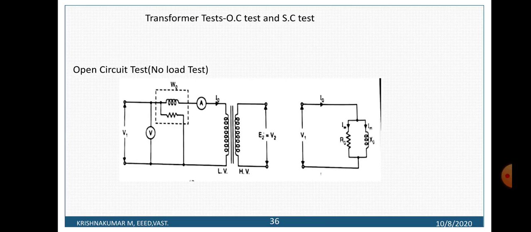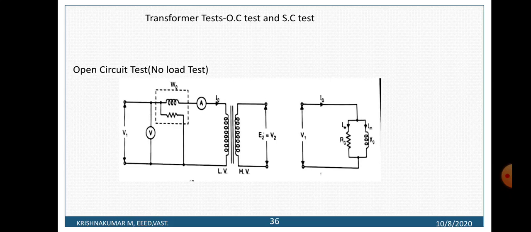How can we conduct this experiment? Very simple. First of all, do the connections as per the figure. Then by using an auto transformer, we can give the supply voltage, that is better. Rather than giving the voltage directly, we can give the voltage by using an auto transformer. By using that auto transformer, we can give the rated voltage across the primary.